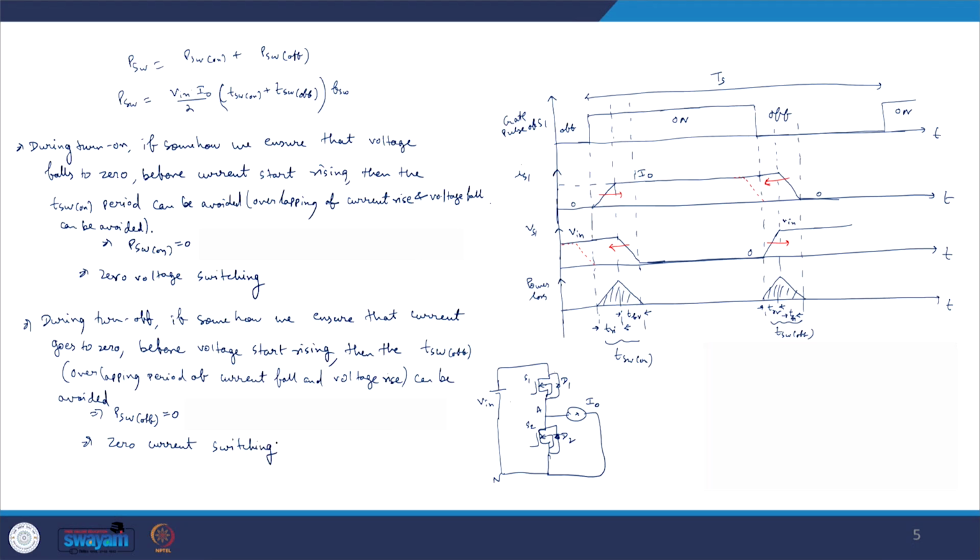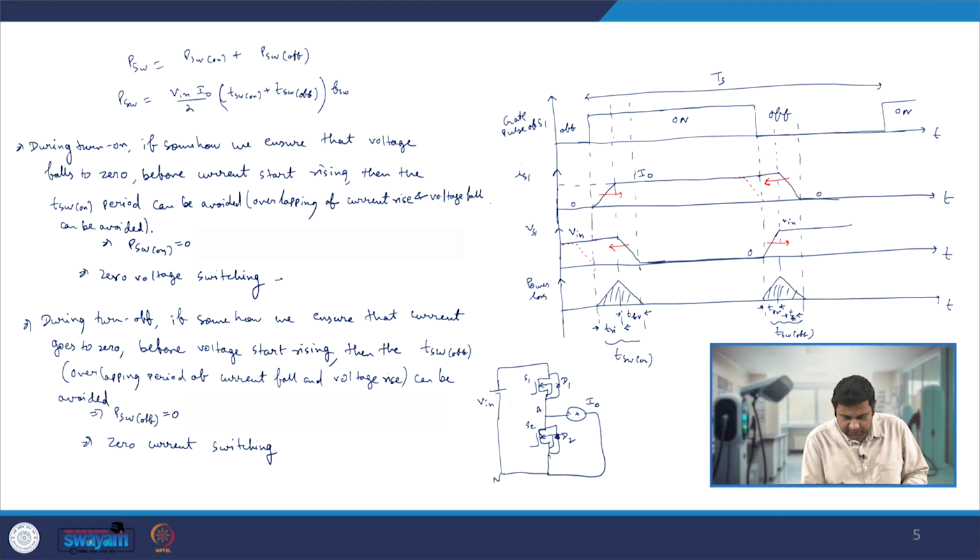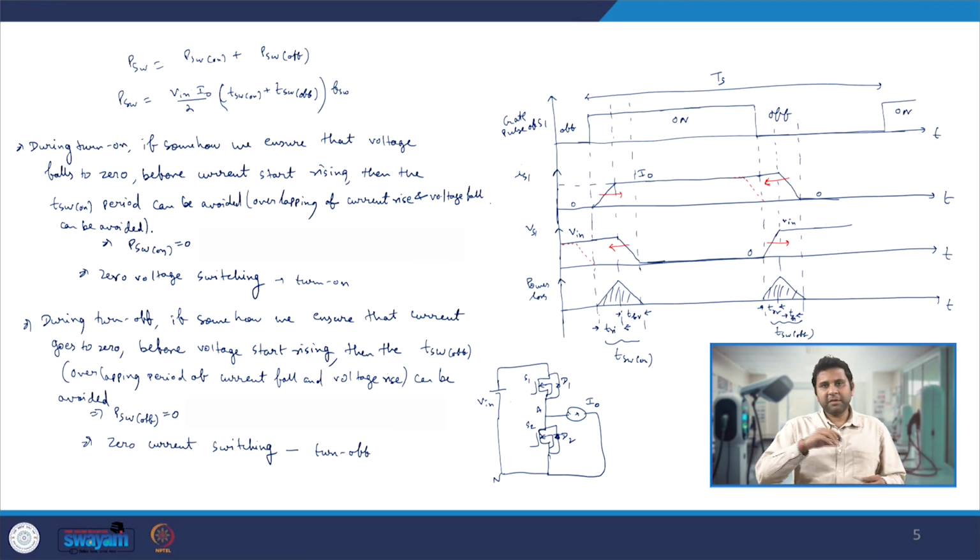and it is abbreviated as ZCS. This zero voltage switching happens primarily during turn on, and zero current switching happens during turn off, because during that time we are making those things go to 0.